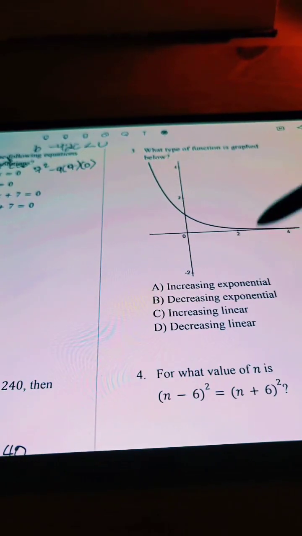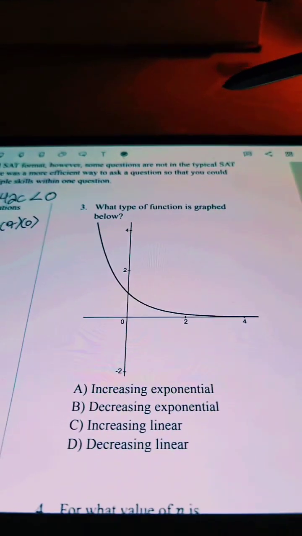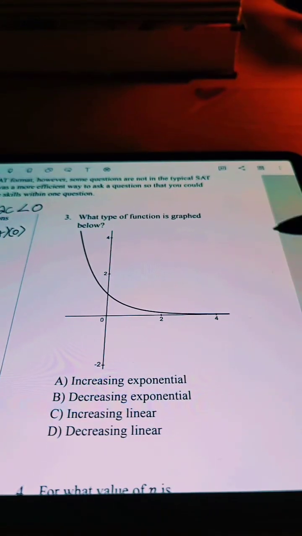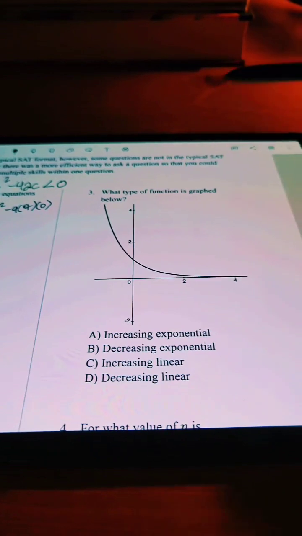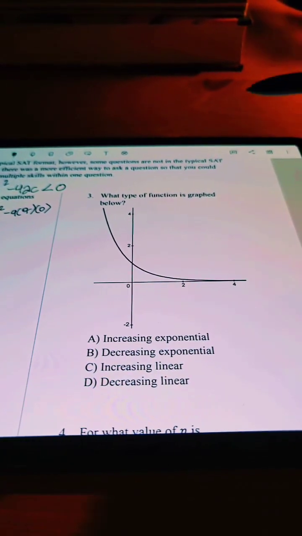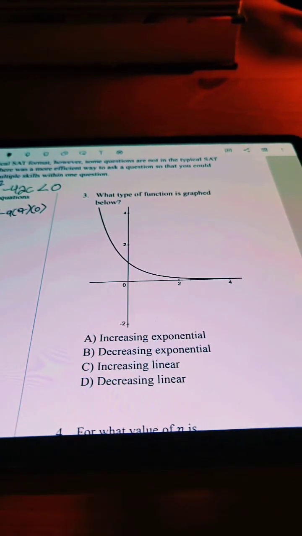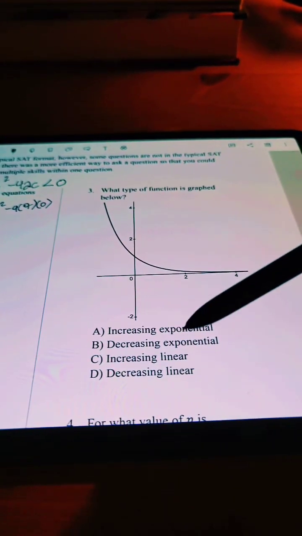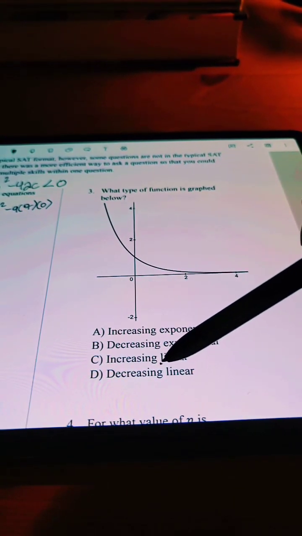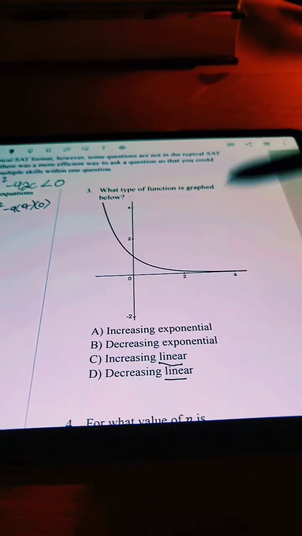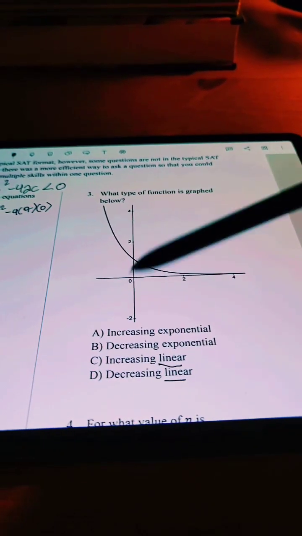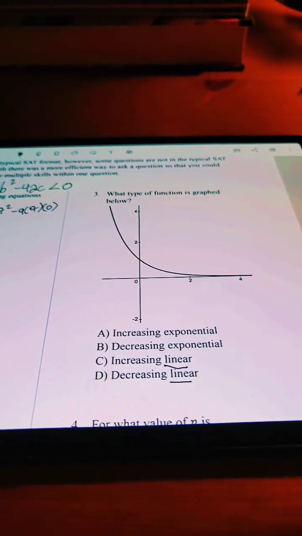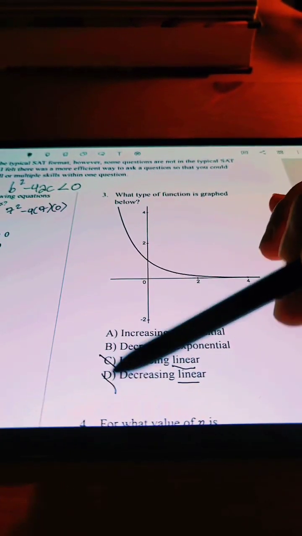So let's now go to number 3. What type of function, and thank you guys for the likes, what type of function is graphed below? So I love these because in math, so much of like definitions with names just kind of give away what they are. Like linear literally has the word line in it, because it should be like a straight line, which we don't have here. So right away I see linear and there's not like a straight line right here, so I can cross out C and D.